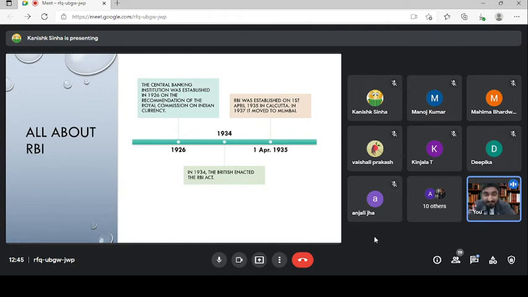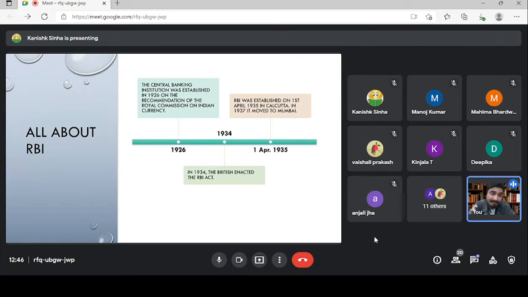So first, what happened in 1926? The central banking institution. We know that the RBI is the central bank. In 1926, the central banking institution was established on the recommendation of the Royal Commission on Indian Currency. From here you have to remember two things. The committee which recommended the central banking institution was named the Royal Commission on Indian Currency. It recommended in 1926 that there should be a central banking institution, as a result of which a central banking institution was established. 1926, before India got independence.